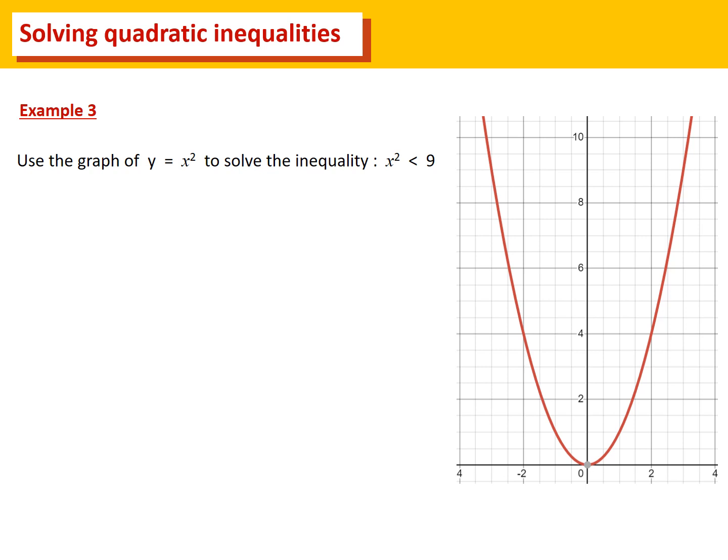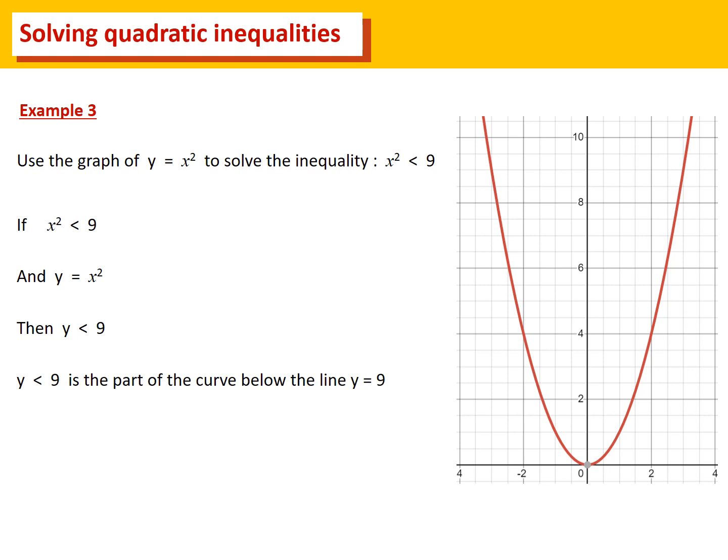Example number 3, it's a less than this time, and it's a strict inequality. So x squared less than 9. If y equals x squared, which it is on our curve, we want the bit of the curve where y is less than 9. So it's the bit of the curve below the line y equals 9. So y equals 9 is that horizontal line as drawn on the diagram. That meets the curve y equals x squared at the point where x is 3 or x is negative 3.